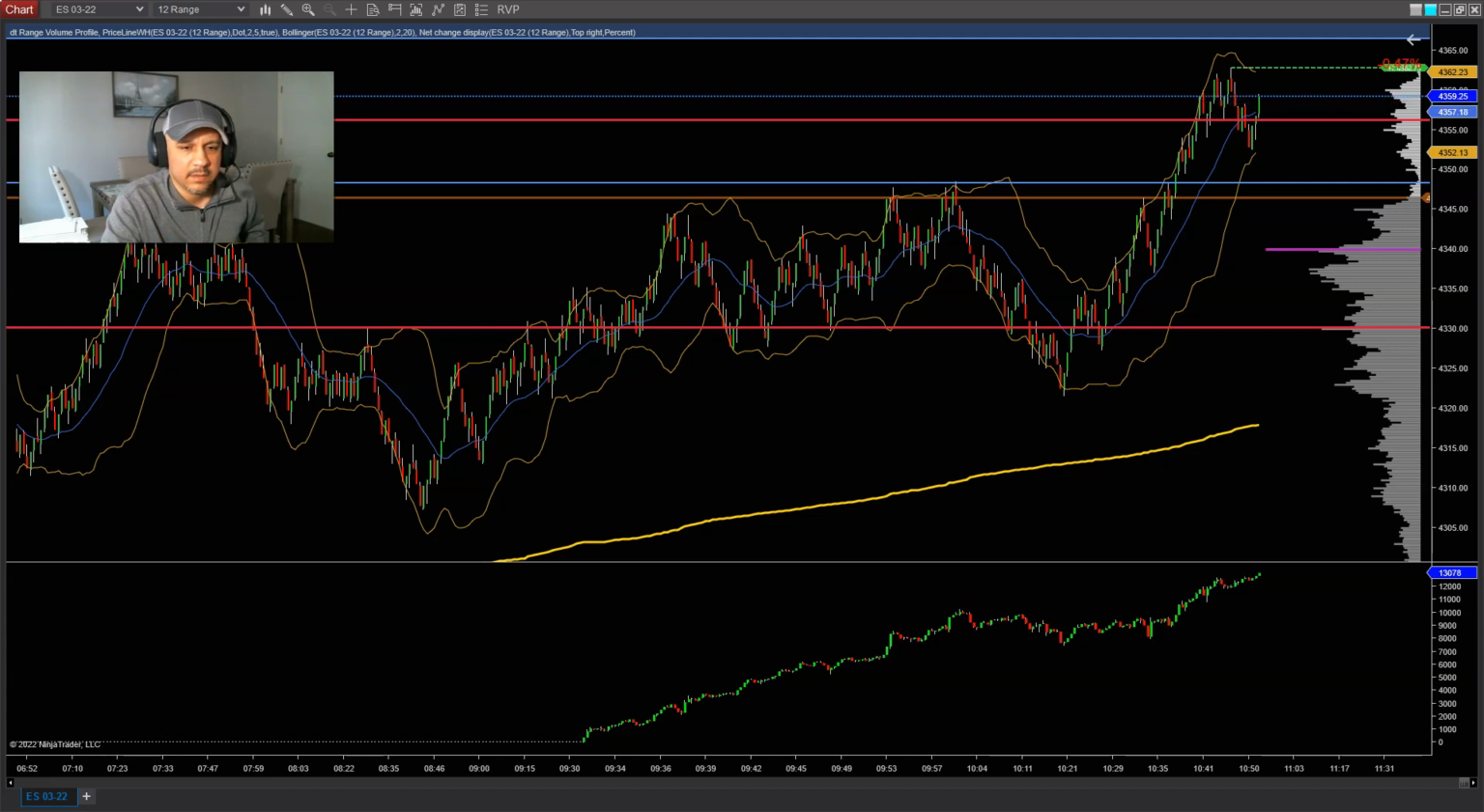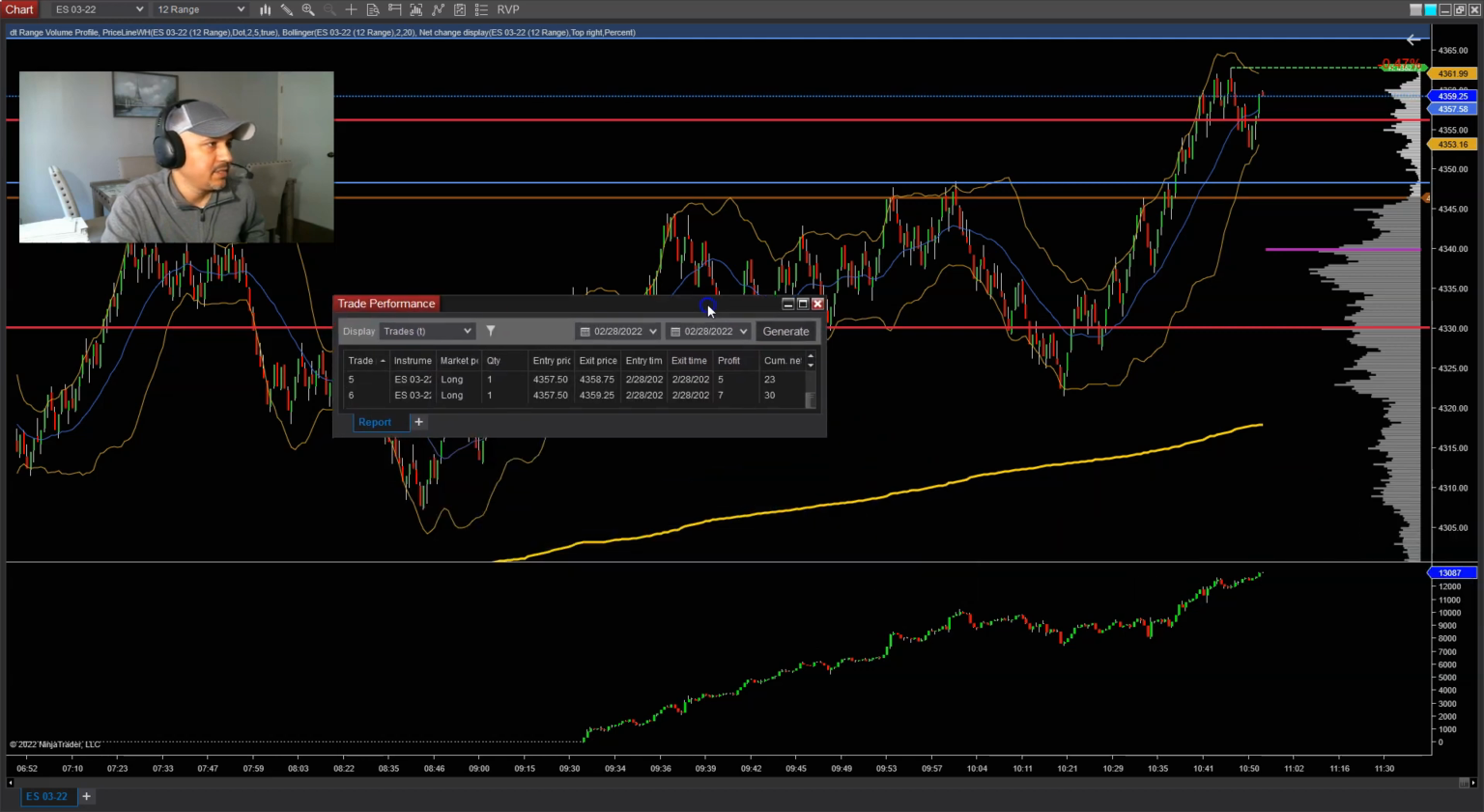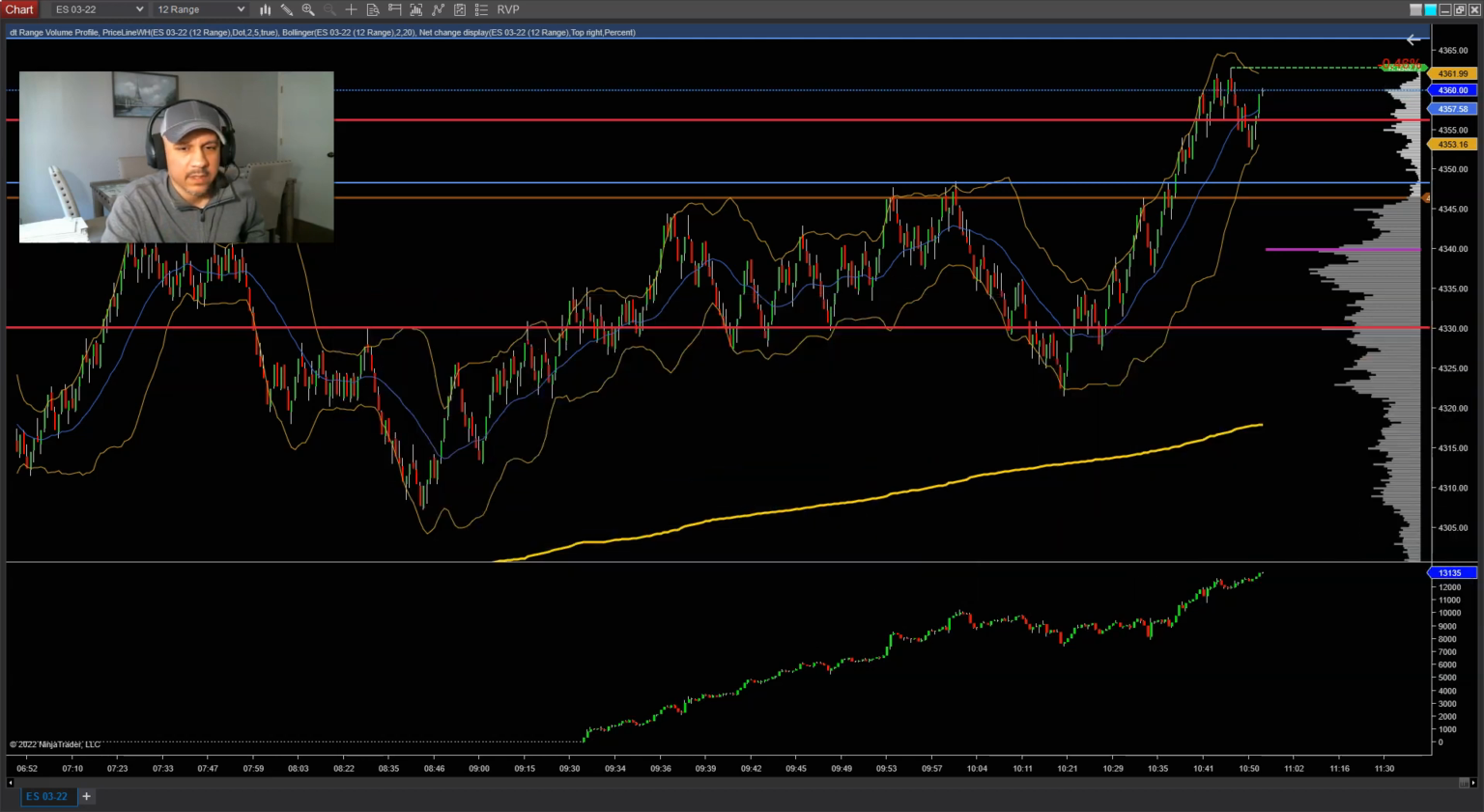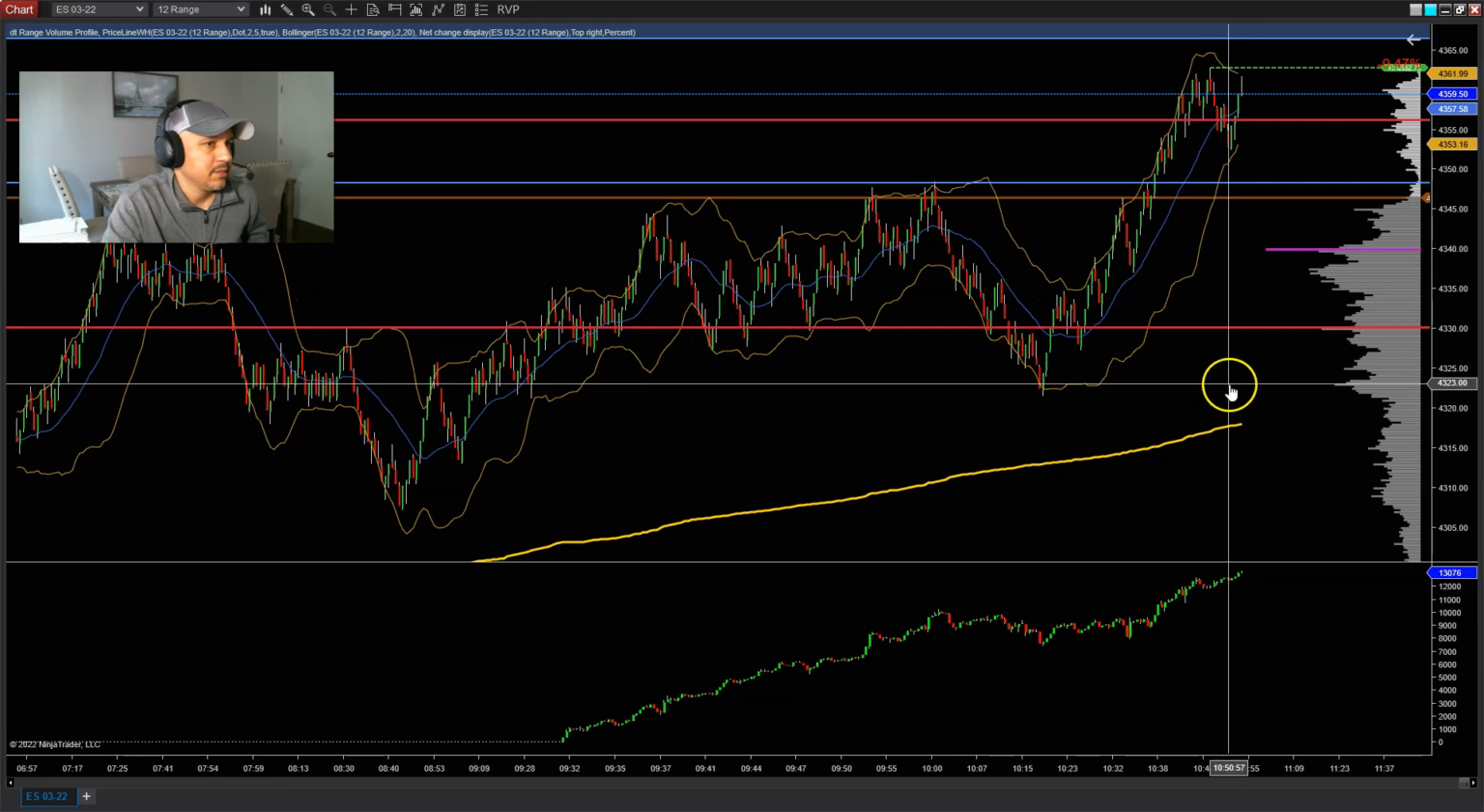Let's see what we're up now. Had 18. I'm up 30 ticks right now. So 30 ticks really converts to roughly 7.5 points on the ES right now. Okay, continue trading here and look for opportunities.